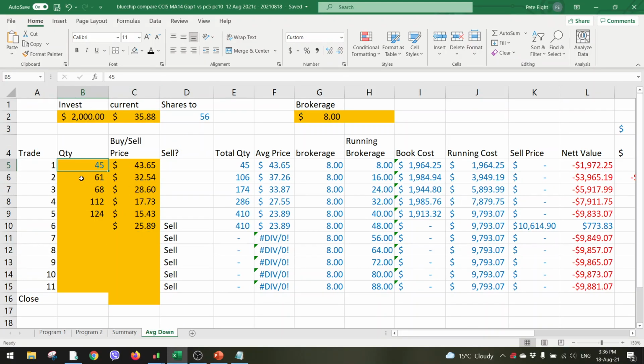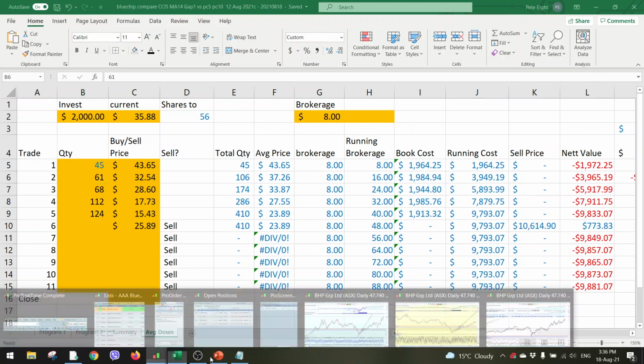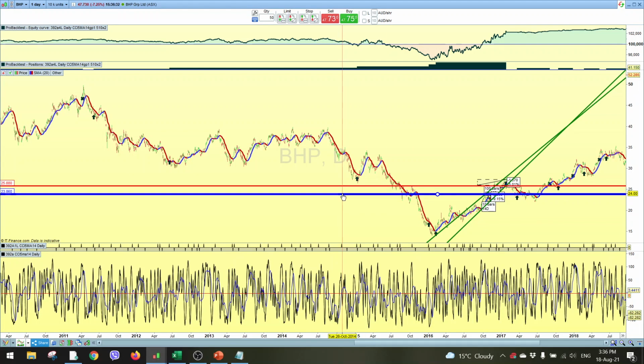These are all the trades that were made, the number of shares we bought and the price that each one was bought at. So you can see there the overall average price. We've got 410 shares now, and the average price of all those 410 shares is $23.89. So what it basically means is that $23.89 is about $24. That's the average break-even point.